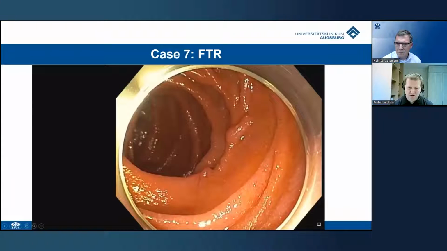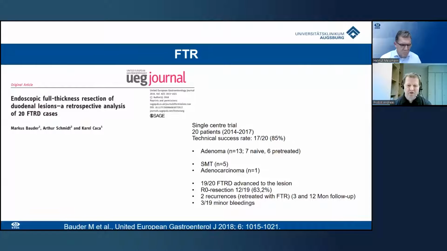And you can show the next slide, please. We have one study here with 20 patients. This included adenoma in 13 cases, subepithelial lesions in 5 cases, and 1 early cancer. And it was possible to resect the lesion in 17 of these 20 patients, but the R0 resection was only 63%. And despite this low R0 resection rate, there were only 2 recurrences.